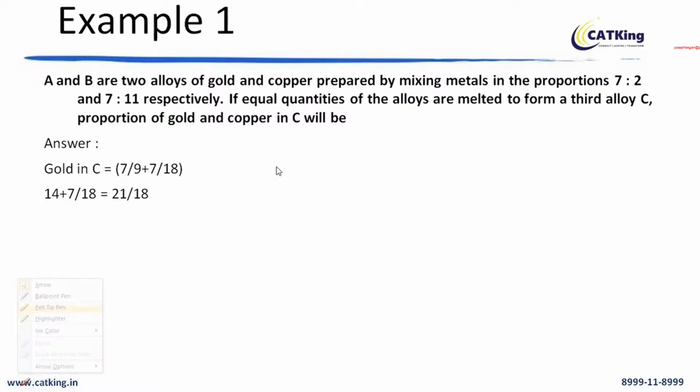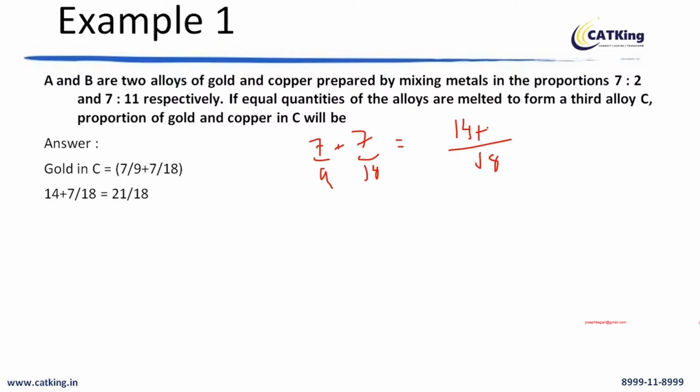If you still have a doubt, let's solve this. So this is 7/9 plus 7/18. You take the LCM as 18, so the denominator becomes 18. This 7 becomes 14 because you multiply 2 with 9 and 7 both. So this becomes 14 plus 7, which is 21/18.